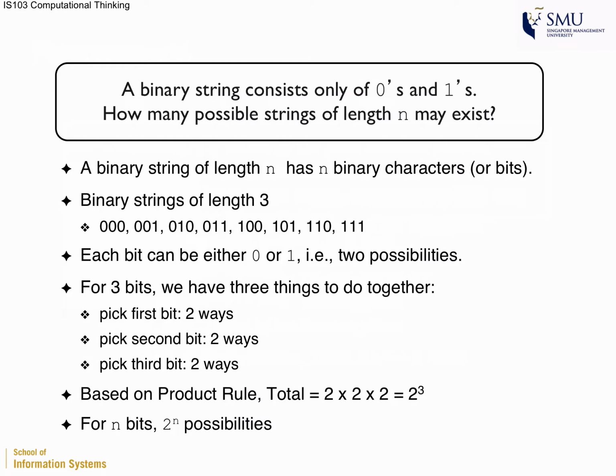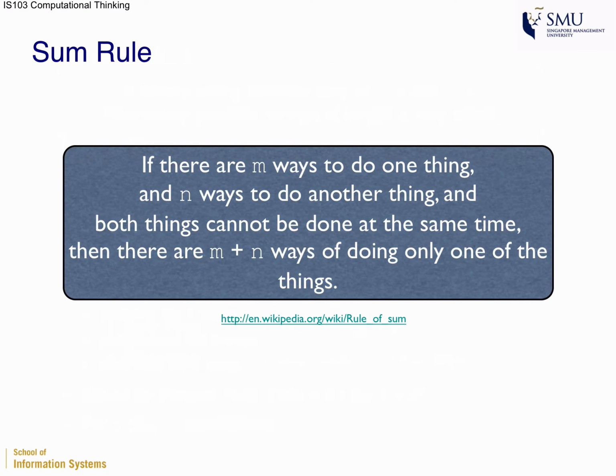Now, sometimes we are not trying to do all the things, but we are just trying to do one of the things. And that is what is covered by the sum rule. The sum rule says that if there are m ways to do one thing and n ways to do another thing, and both things cannot be done at the same time, so we can only do one thing, then there are m plus n ways of doing one of the things.